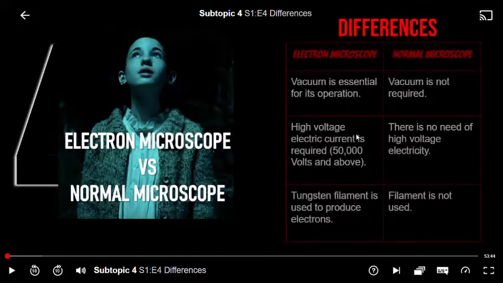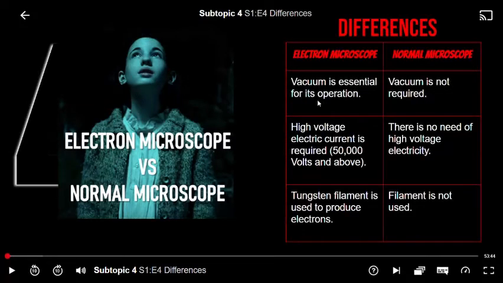For EM, a vacuum is essential, while for the normal one it is not required. Then for EM, a high voltage electric current is required, while for the normal one, there is no need for high voltage electricity. And lastly, EM uses a tungsten filament to produce electrons, while the normal one doesn't use a filament.